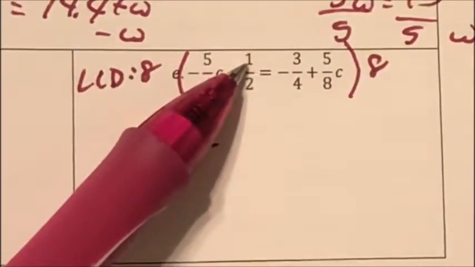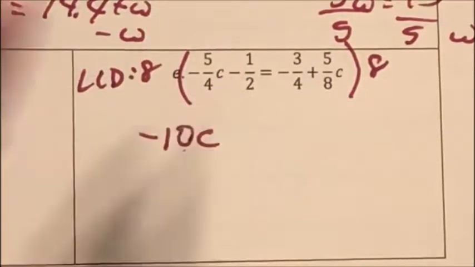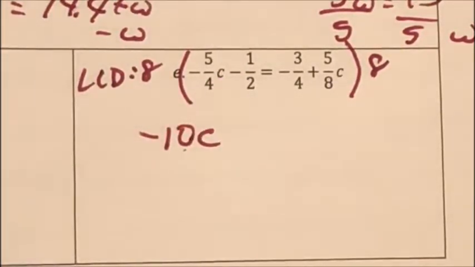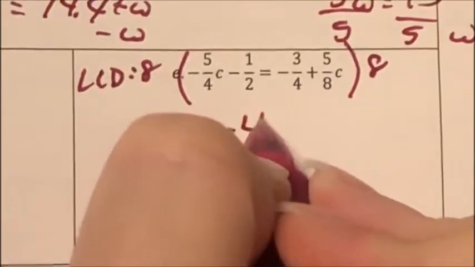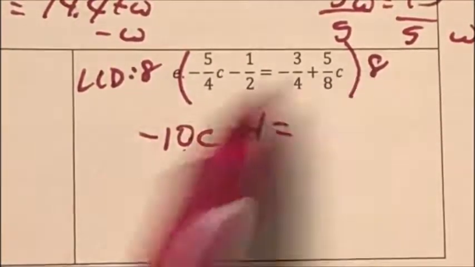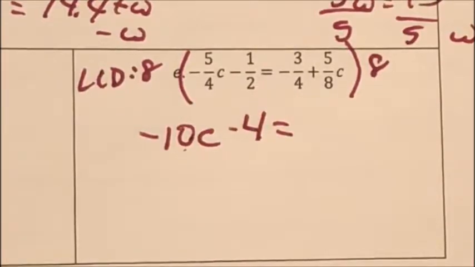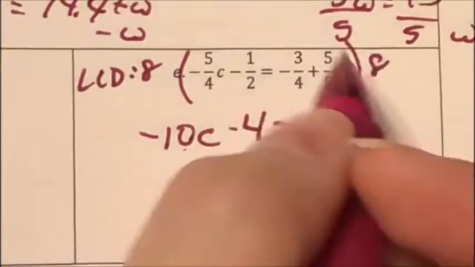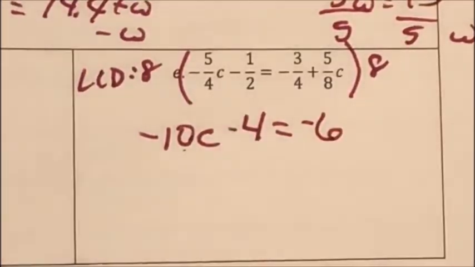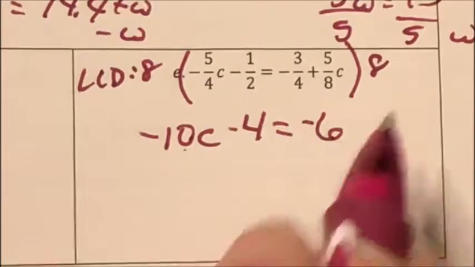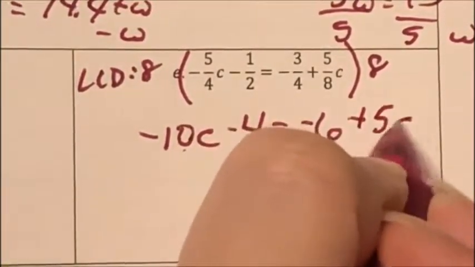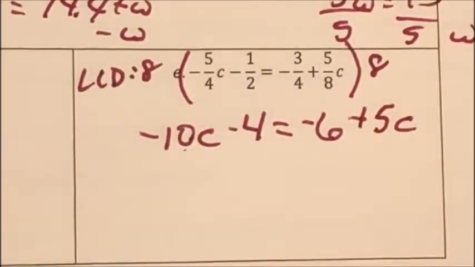8 times 1 is 8, divided by 2 is 4. Okay. 8 times 3 is 24, divided by 4 is 6. And 8 times 5 is 40, divided by 8 is 5c. So now I can simplify this.